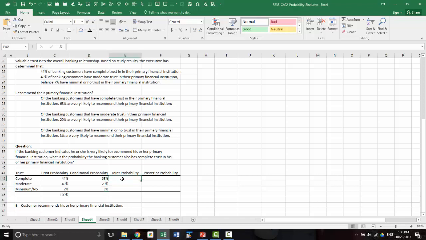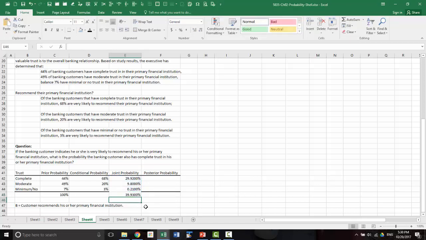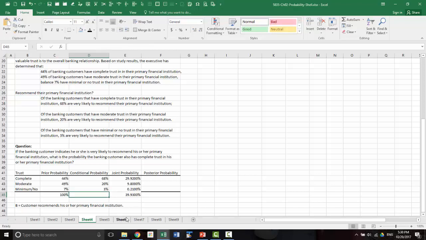So joint probability is the product of these two: the conditional probability times the marginal probability. Now, if you add this up, that will give you the probability of the event, that one. So this is the probability of recommend.